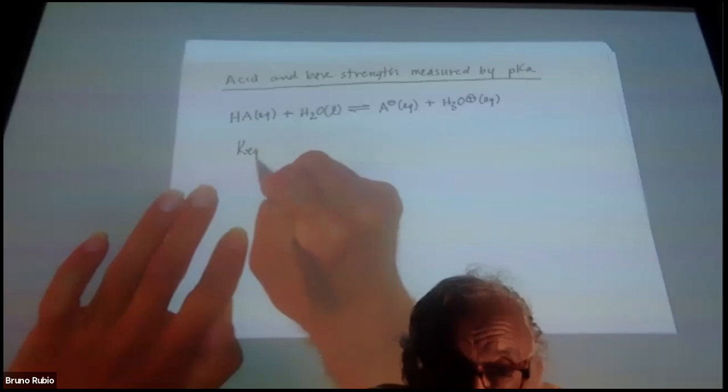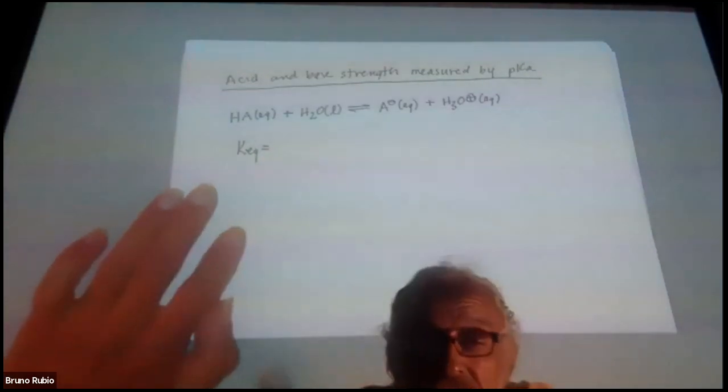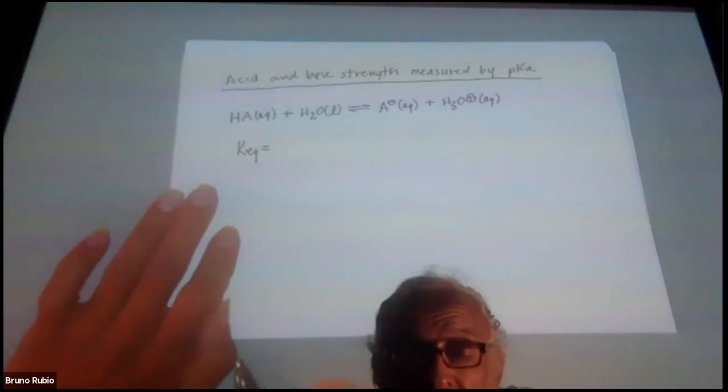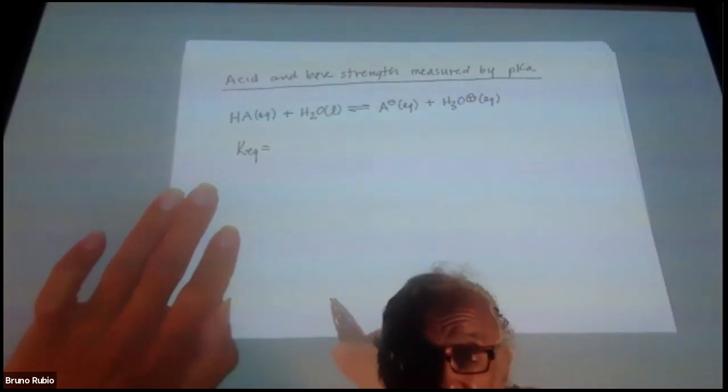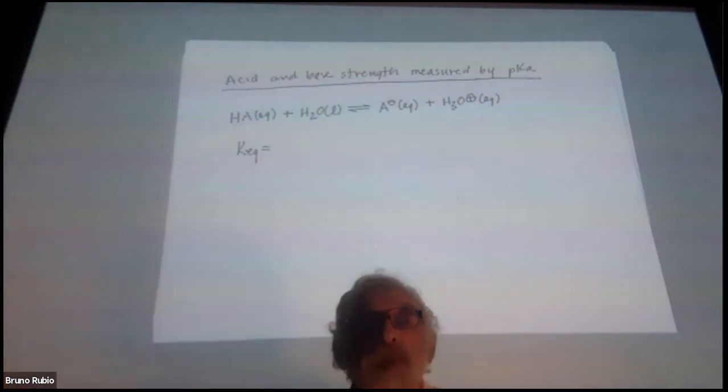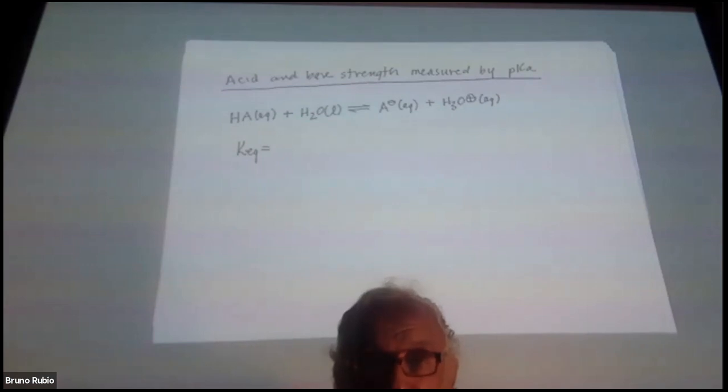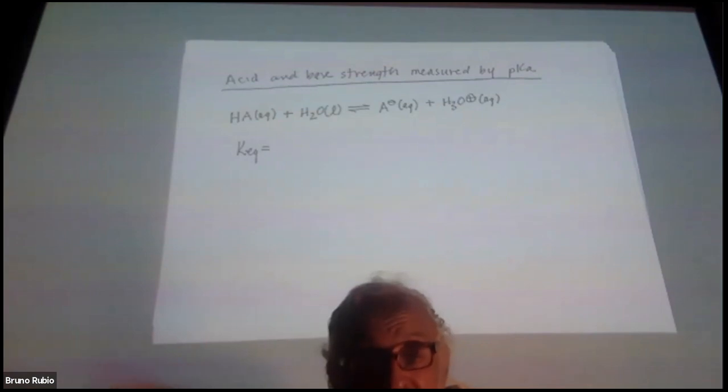Back in Gen Chem, they defined for you the equilibrium constant for a reaction. And remember, the equilibrium constant is a big fraction. In the numerator, you have the concentration of the products, each of them exponentiated to a power equal to the coefficient in the balanced equation.